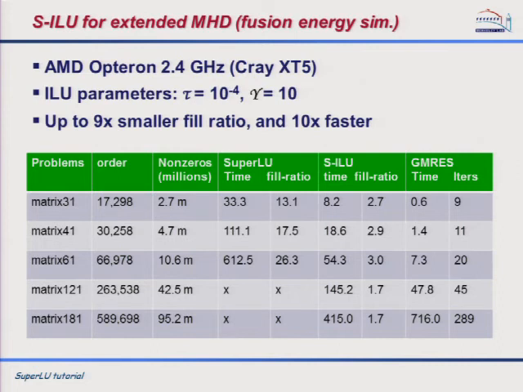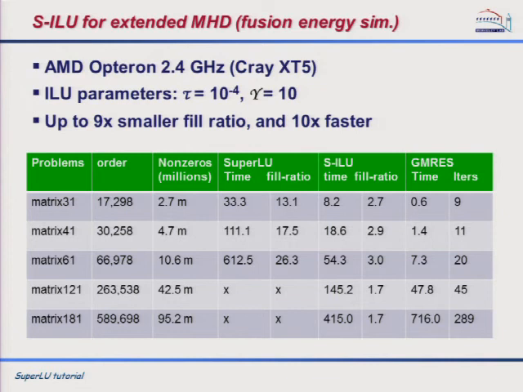This incomplete LU factorization has been applied to code in magnetohydrodynamics. This is for applications in fusion. And this was an array that we had previously to Hopper, an older model there at NERSC. And you can see here for the dimensions of this matrix from fusion from 17,000 to more than 500,000. The number of non-zeros in the matrix ranges from 2.7 million to 95 million.